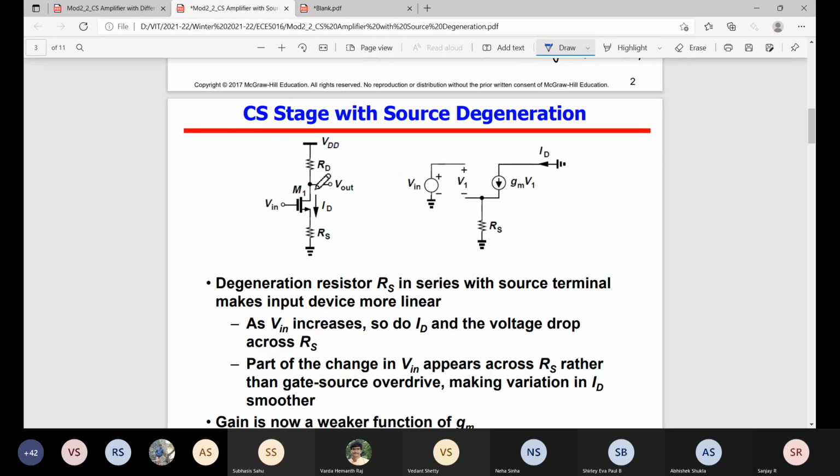Same thing in a common source amplifier with source degeneration. We connect it at the source terminal. Emitter in BJT means source in MOS. Same thing: Vin increases, the drain current increases, it will increase the source voltage. Then VGS is VG minus VS. It will stabilize the DC operating point. Is it understandable? Yes, sir.